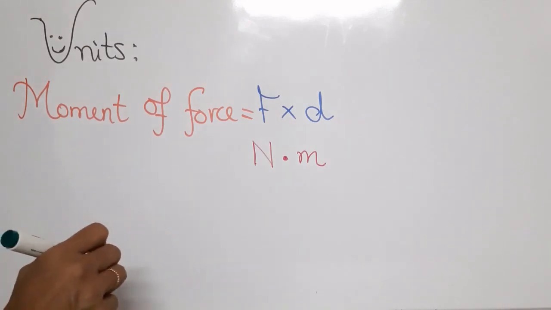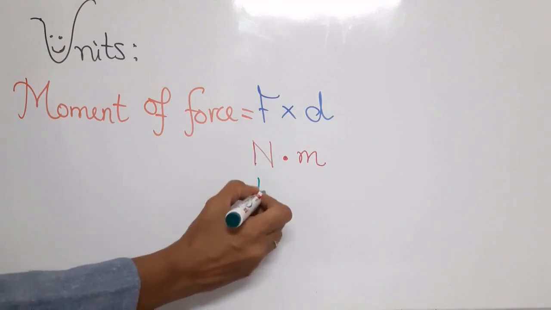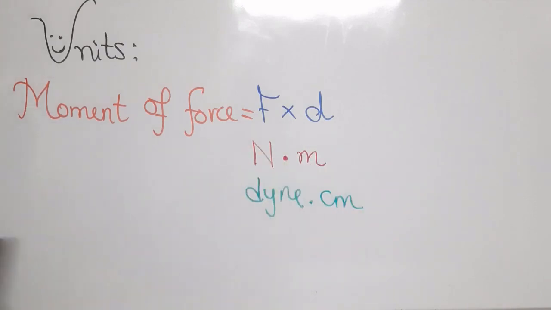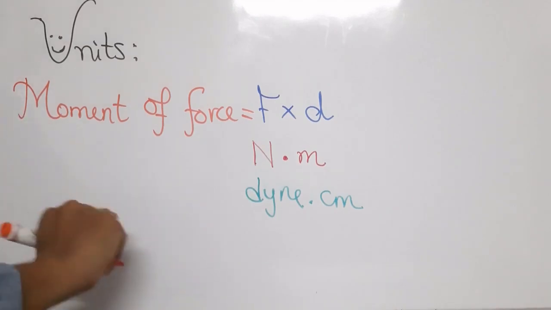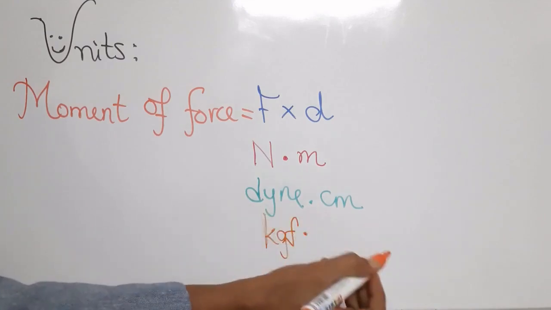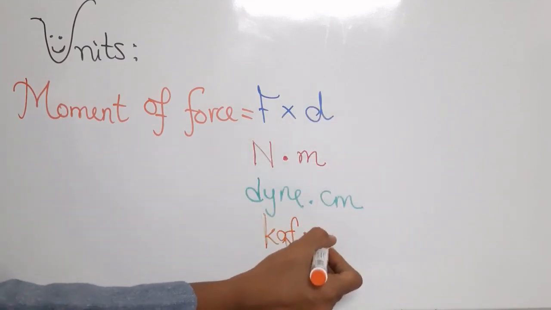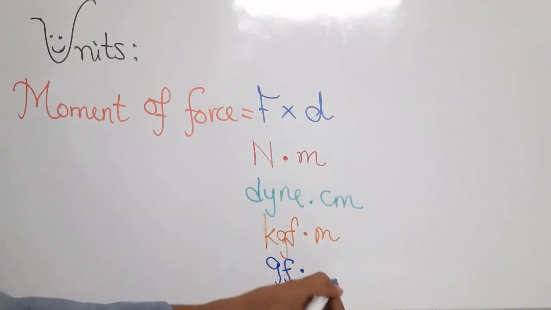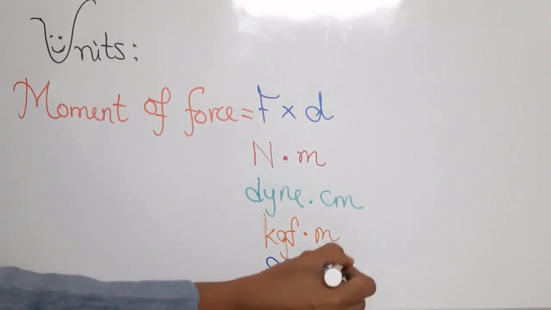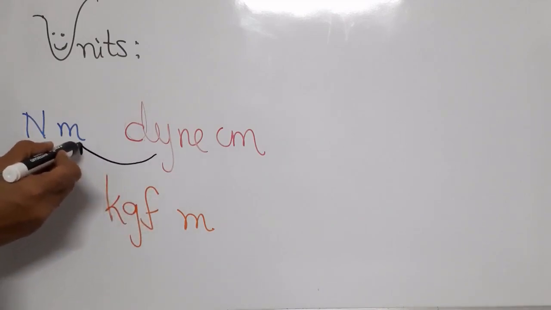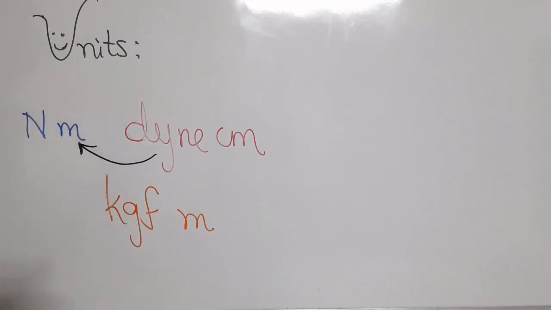Now let's go for CGS unit. Force, CGS unit is dyne, multiplication sign. Distance, CGS unit is centimeter. Now I want to go for gravitational units, right? So gravitational unit of force in SI system is kgf, multiplication sign. For distance in SI system, unit is meter. Gf, gravitational unit in CGS system, multiplied by CGS system distance unit centimeter, right? Now we want to study what is the relationship between dyne centimeter and Newton meter.